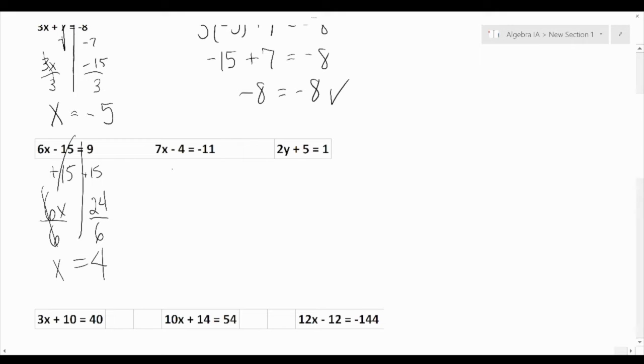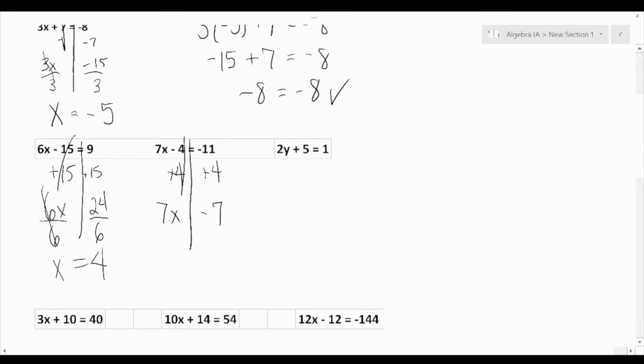Now we have subtract 4. Opposite of, we're going to draw our line first. Now the opposite of subtract 4 is add. Add 4 to both sides. We've got 7x left over. Negative 11 plus 4 will give me negative 7.